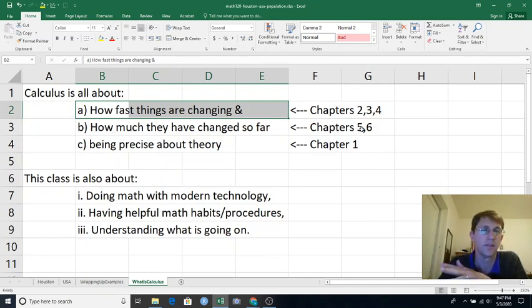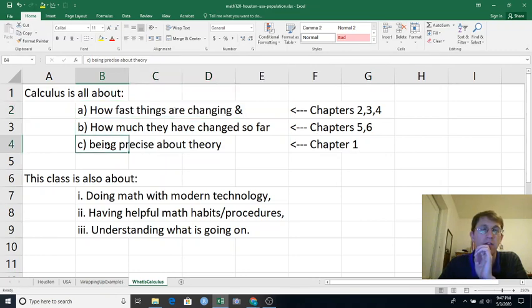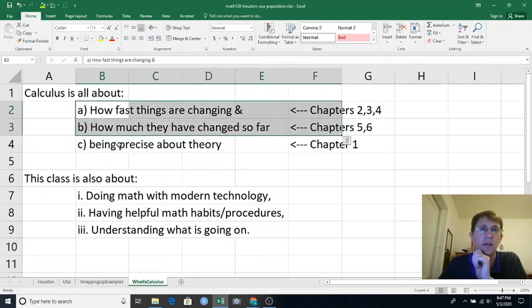And we're skipping chapter 1 for now because it's careful to be very precise about theory. We're going to play with the applications first and then come back and be precise about the theory at the end of the course with chapter 1.